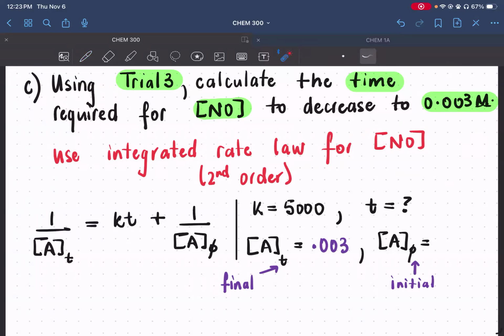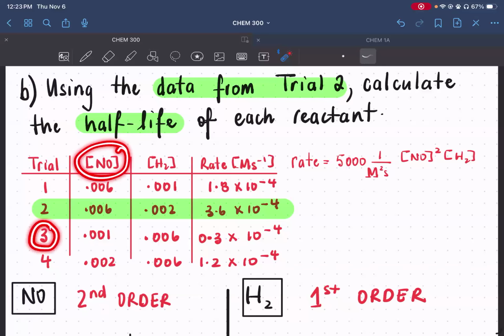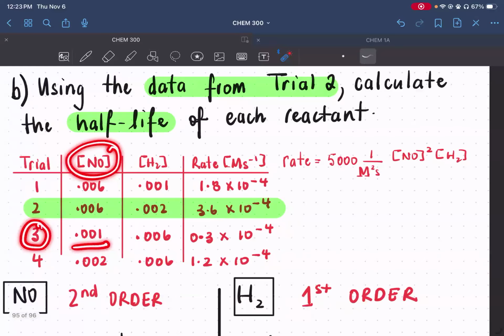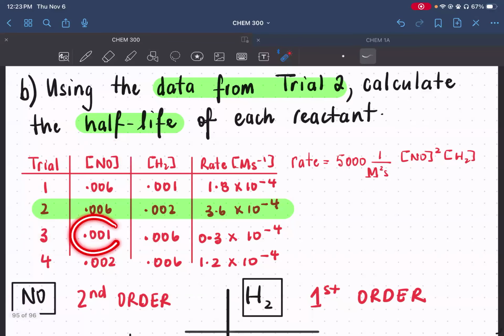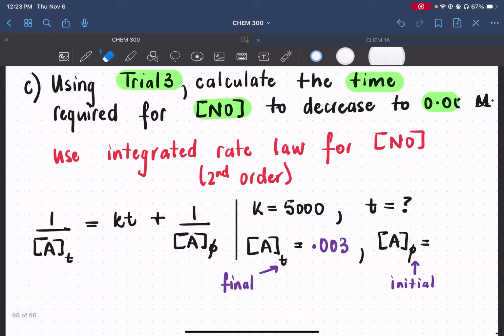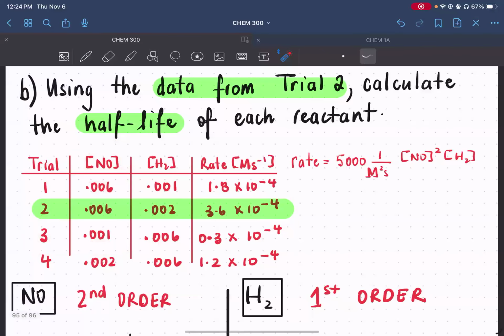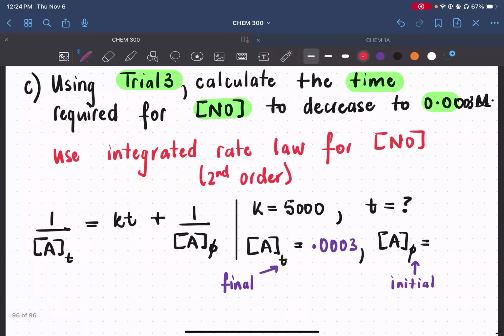The initial, of course, where does that come from? Well, the question does outright tell you, using trial 3. So trial 3 NO. Did I miss a 0? I think I missed a 0. Because the starting one should be, yes, there should be another 0 here. I apologize for that. There should be 3 zeros in that number. Okay. So trial 3, its initial concentration is 0.001.